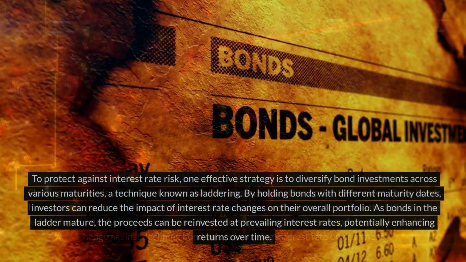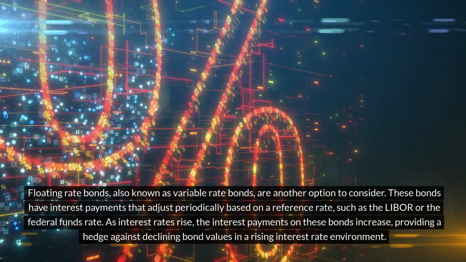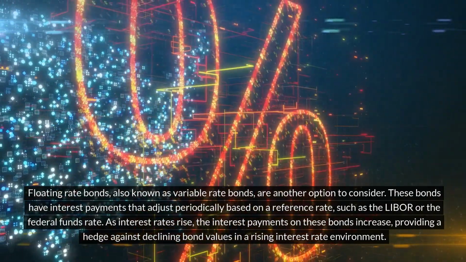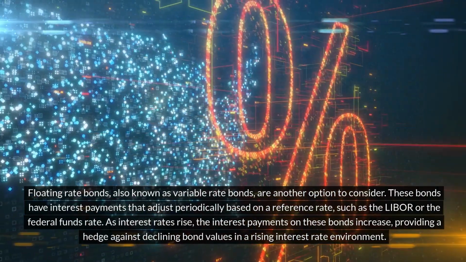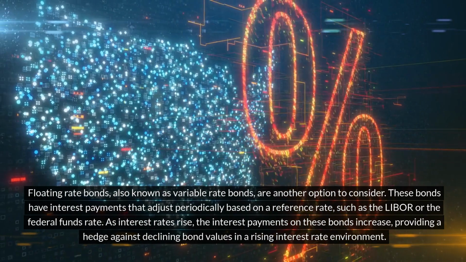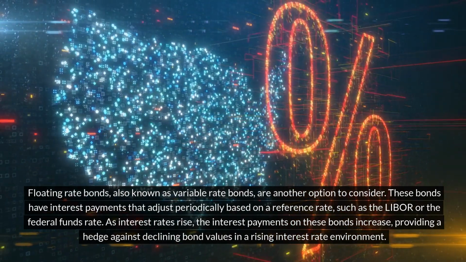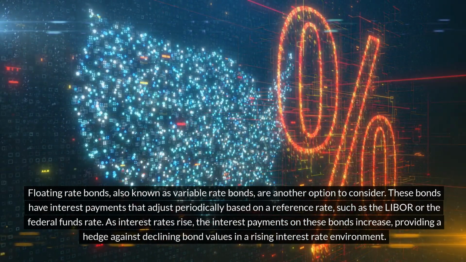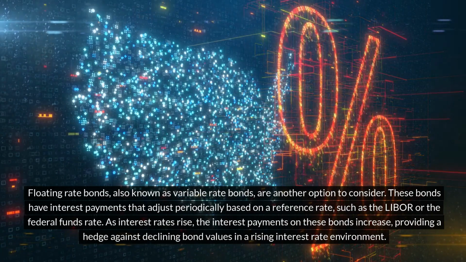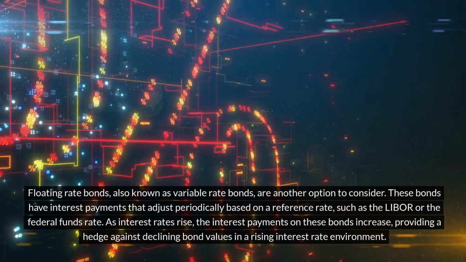Floating rate bonds, also known as variable rate bonds, are another option to consider. These bonds have interest payments that adjust periodically based on a reference rate, such as the LIBOR or the federal funds rate. As interest rates rise, the interest payments on these bonds increase, providing a hedge against declining bond values in a rising interest rate environment.